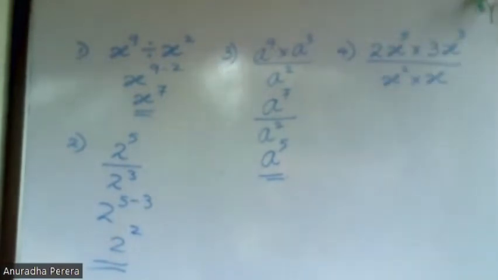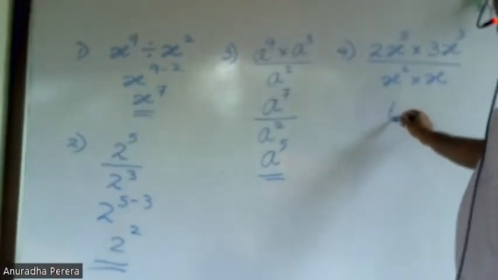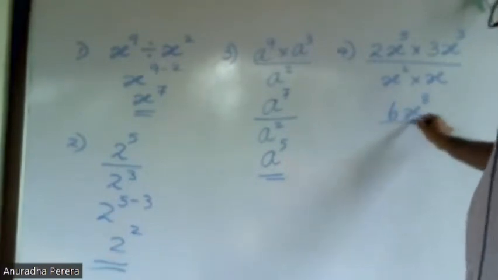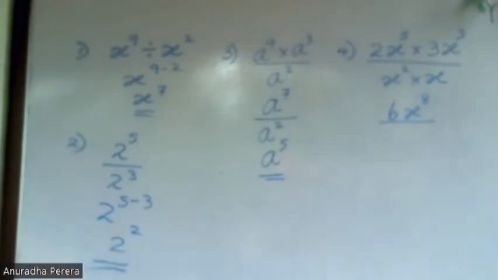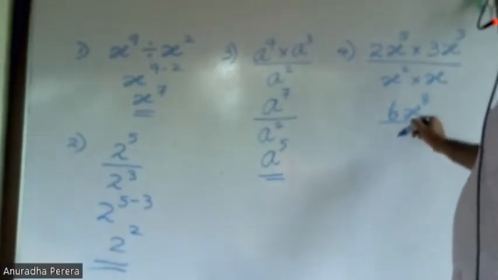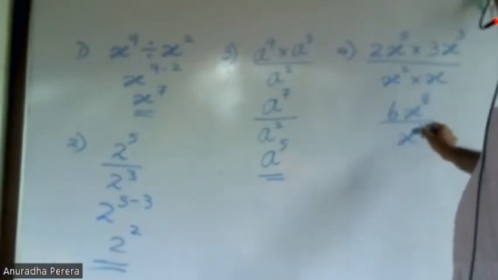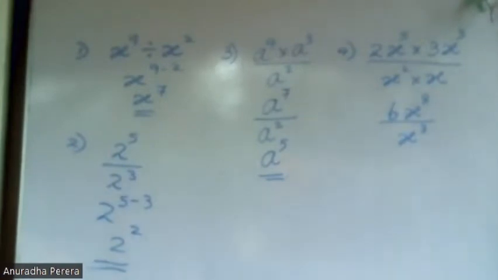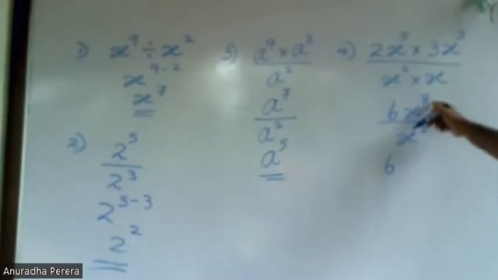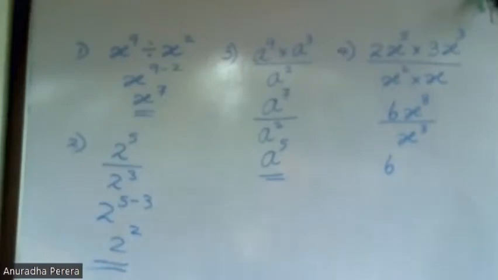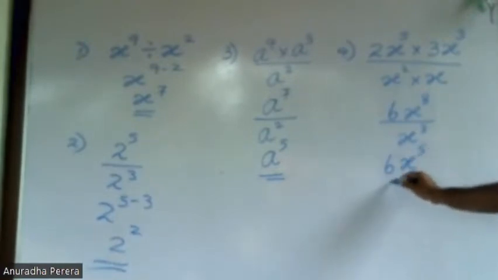Yes. So tell me the answer for the numerator. 6x to the power 8. Yes, 6x to the power 8. Denominator? x to the power 3. Yes, x to the power 3. Right. Now you can divide it. Tell me, what is the final answer? Yes, 6. Divide these two. x to the power 8 divided by x to the power 3. What is the answer? Subtract these two. 6x to the power 5.